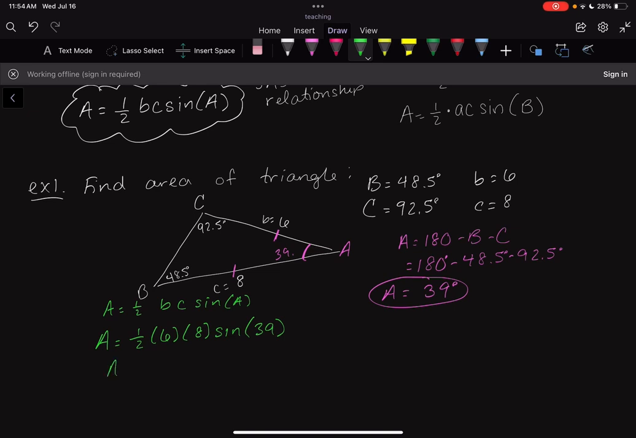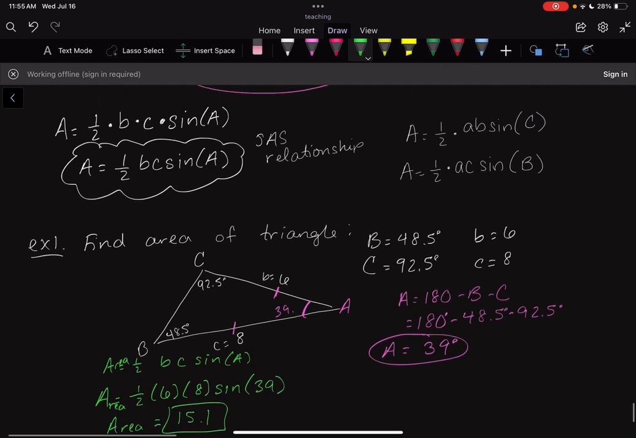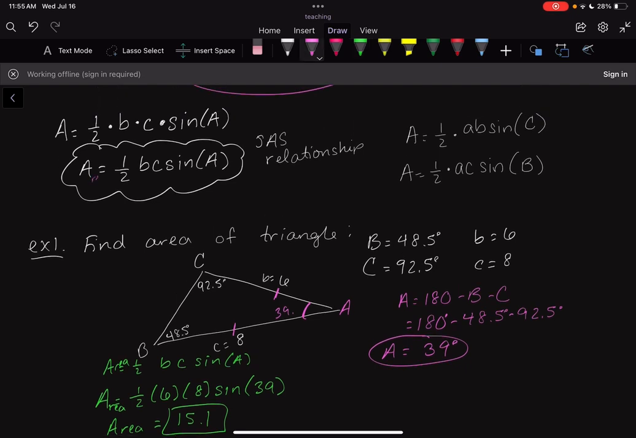If I solve all this out, let me go ahead and put area here since I already had A, so I don't want to confuse you there. It is 15.1. I should probably do that up here as well. I didn't even think about that when I wrote it earlier. So if you want to make a little mark here that it's area, I just realized that I put A twice, so that might have been a little confusing. Sorry about that.